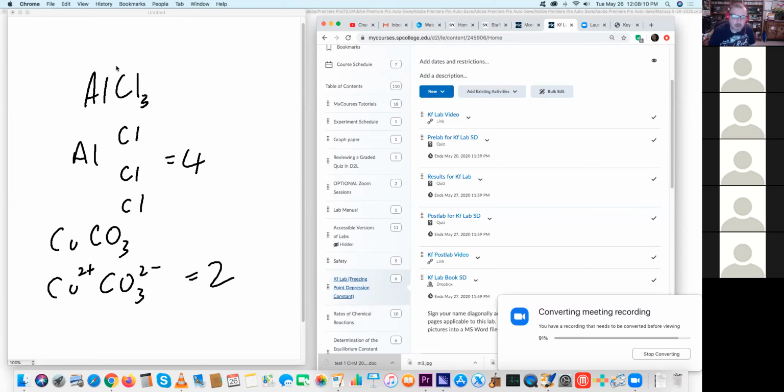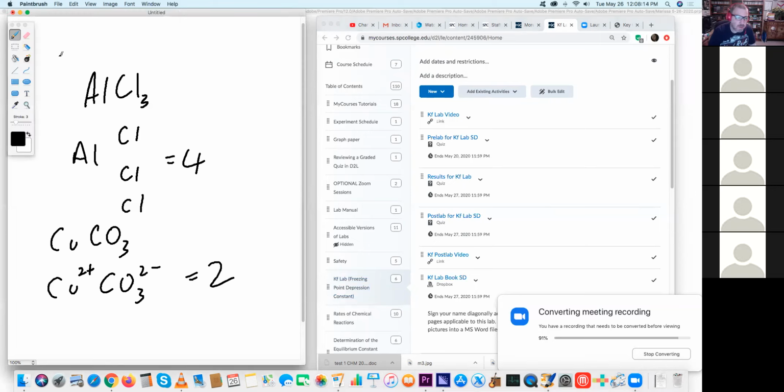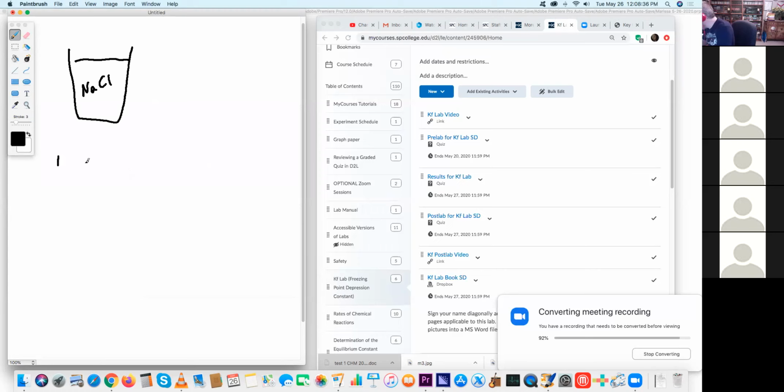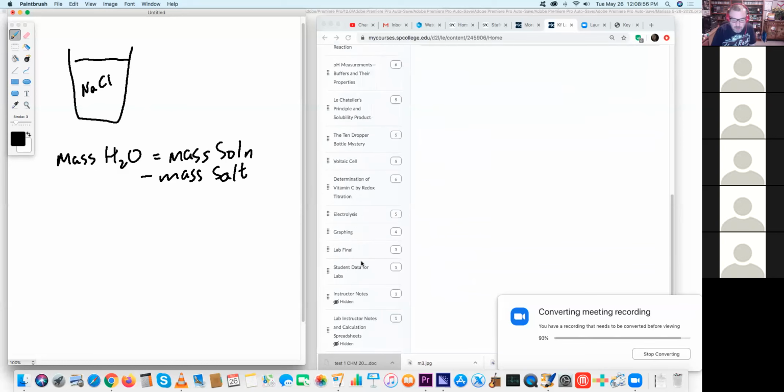All right, well, just for the benefit of the people who are going to be watching later, I will go very quickly through the calculations, and make sure that people understand what they're doing. So the situation is that you've got a water solution here after the ice has been removed that has NaCl in it. And the mass of the H2O here is going to be the mass of the solution minus the mass of the salt. Now, what can be confusing here is the data, and the data you'll be using will be the data in this file down here.